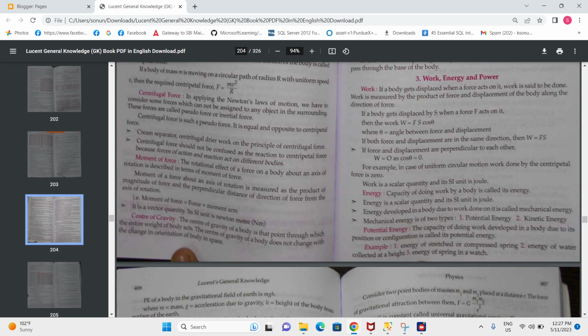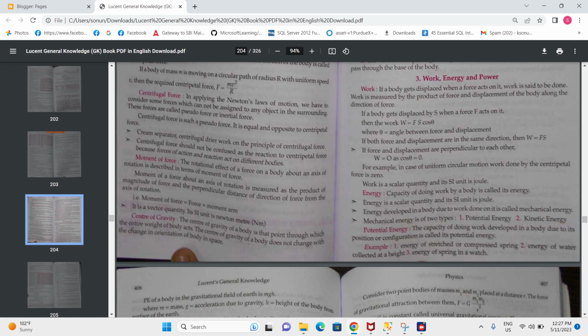So a question may be asked about how centrifugal force is related to centripetal force. Just opposite and equal. Opposite direction, equal magnitude. Now, there are some applications of centrifugal force. Cream separator and centrifugal dryer work on the principle of centrifugal force.